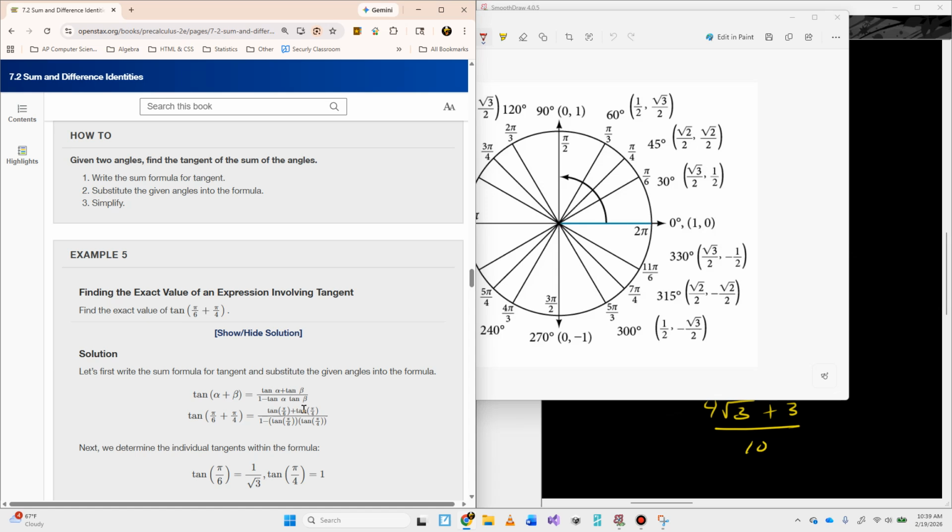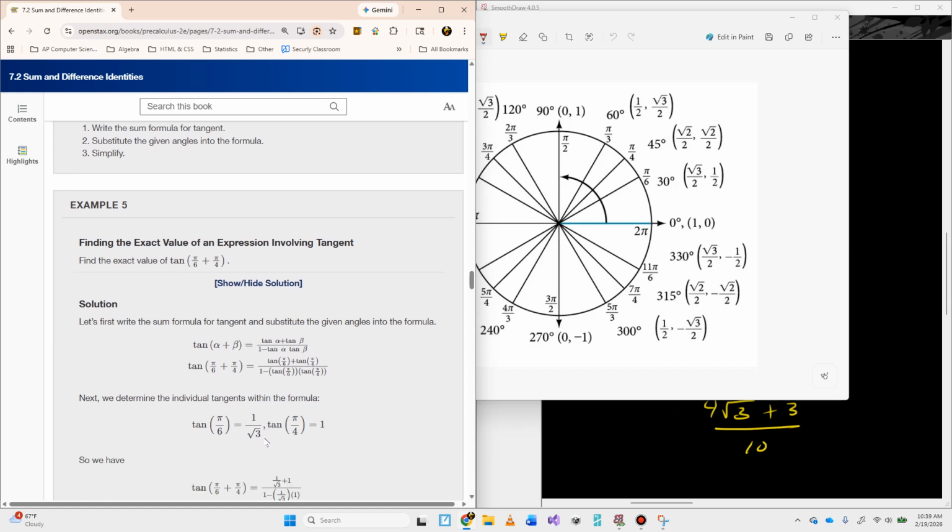That should be rewritten as square root of 3 over 3, but they didn't change it, so we'll just leave it like that for now. Tan of pi over 4 is equal to 1 because the sine of square root of 2 over 2 divided by the cosine of square root of 2 over 2 is 1.